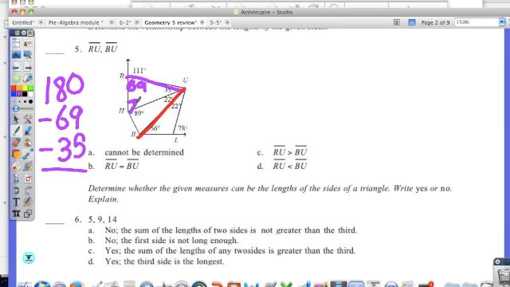Okay, 76 is smaller than 89, correct? So this purple line of RU has to be shorter than BU, correct? No, you're measuring this and this. This is across from a 76-degree angle. This is across from an 89. The side opposite the larger angle is going to be longer.